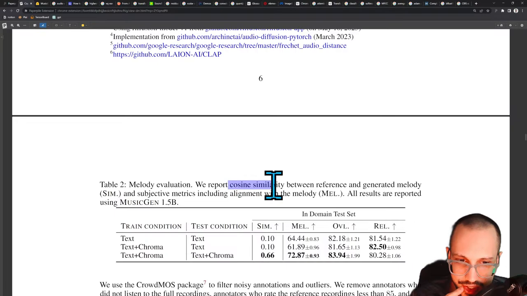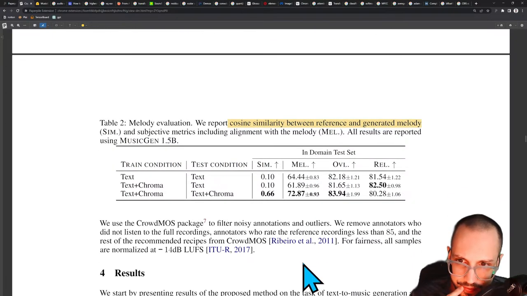We report cosine similarity between reference and generated audio and generated melody. Okay, so they feed the melody into some kind of encoder, turn it into a vector, an embedding, and then use cosine similarity. So text versus text plus the melody.